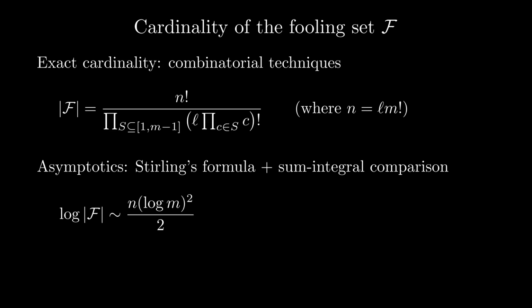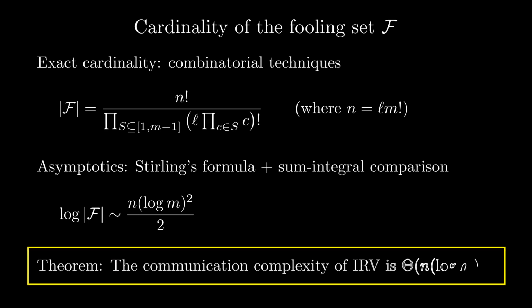A classical result in the theory of communication complexity then implies that no protocol for instant runoff voting can be cheaper than this. Combining this with the upper bound given by the natural protocol, we obtain the main result of the paper. The communication complexity of IRV is exactly of order n log m squared. In other words, the natural protocol is asymptotically optimal.